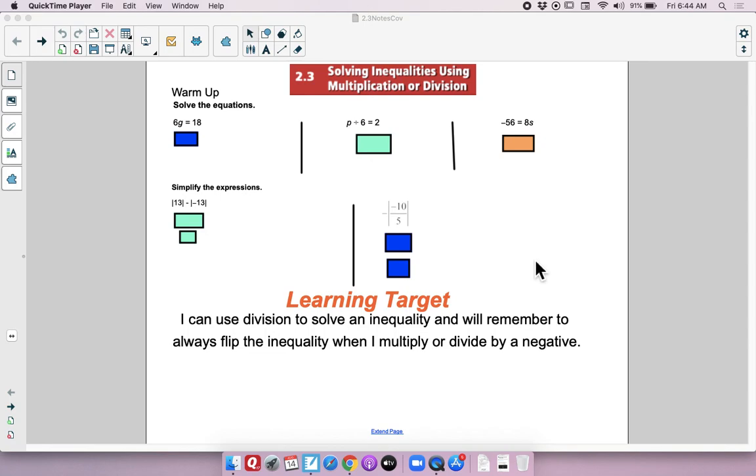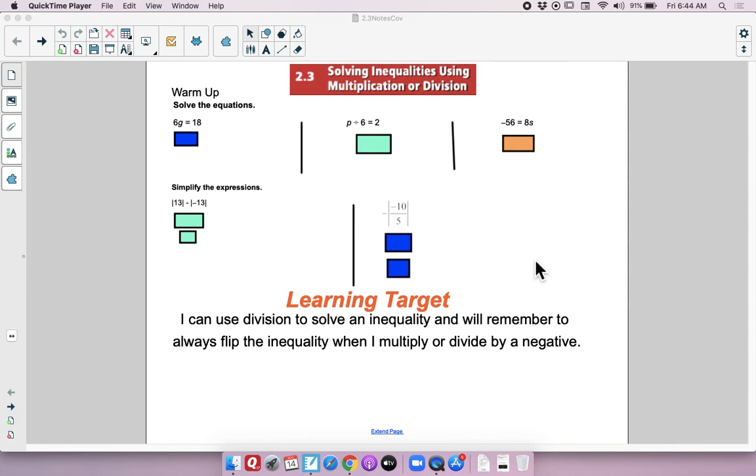Some more inequality fun. Yes. 2.3, solving inequalities using multiplication or division. Another pretty simple and quick lesson, but let's make sure you really got it. Go through, try all these warm-up problems. Let's get it rolling. All right, go for it.